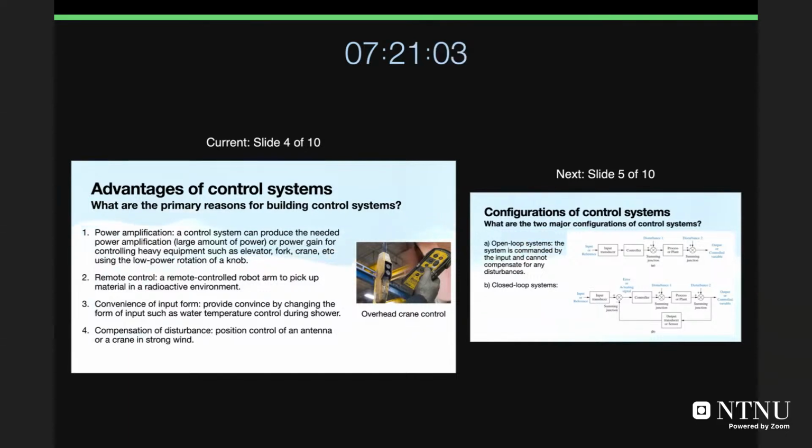So it's power amplification. So this control system will help us to generate this power amplification, which will help an end user to control a very large system, which requires a very large amount of power.